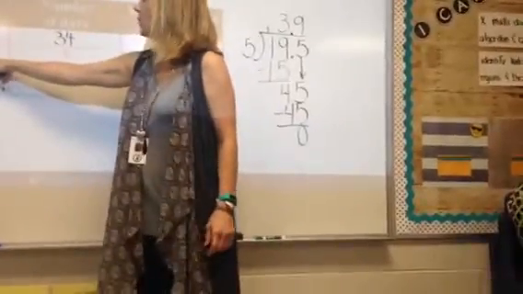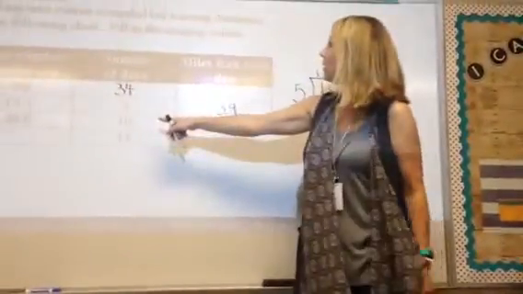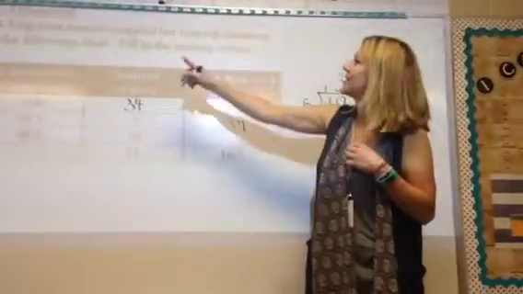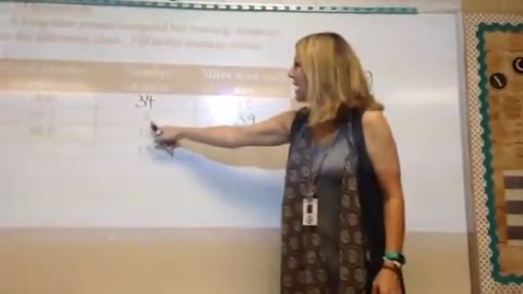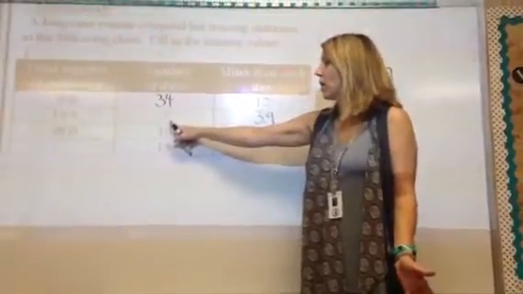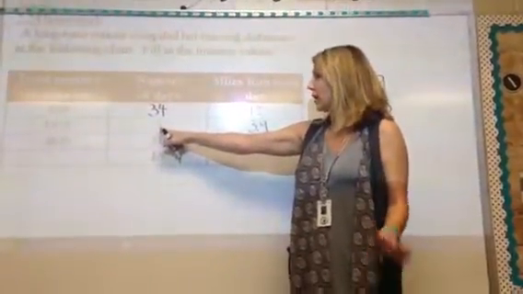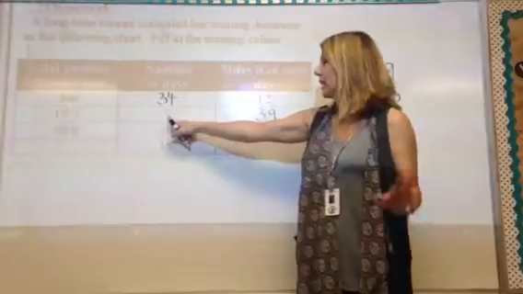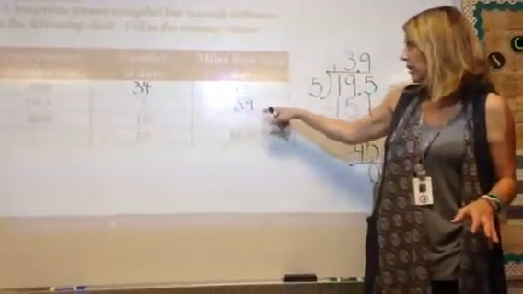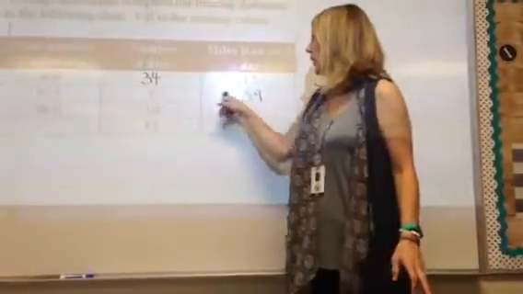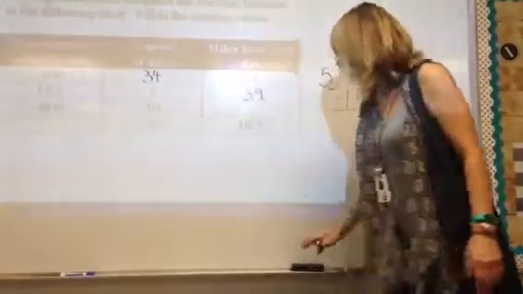19.5 is the full amount of miles that she ran. I'm saying it's a she. It says a long-time runner. It could be a guy too. 5 is how many days. So to me, when we're talking about a division problem, it was like 5 groups, and the size of each group was 3.9 miles. And when you multiply those two together, you would get 19.5.